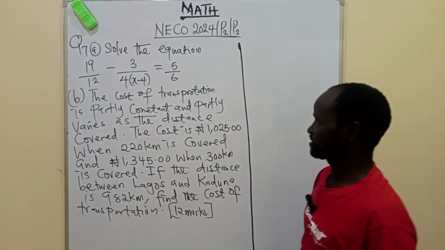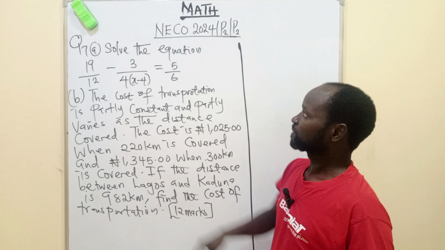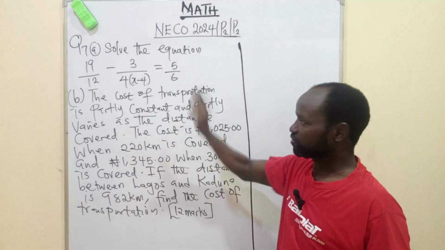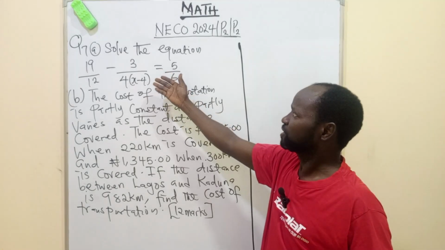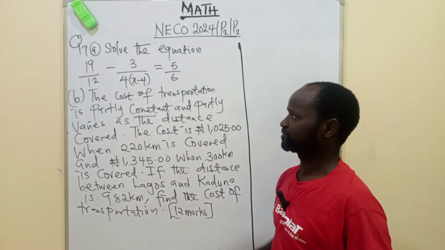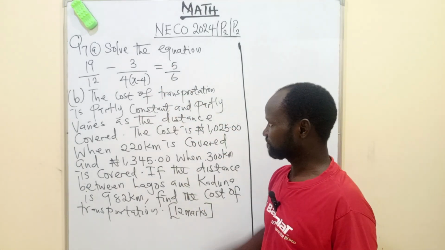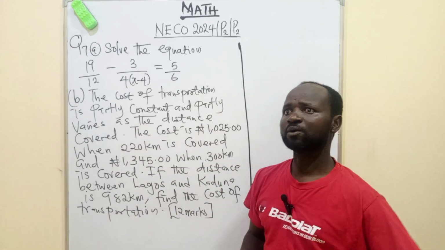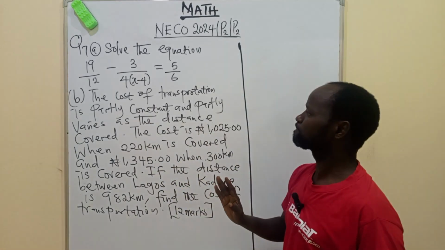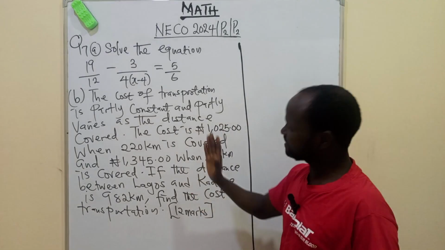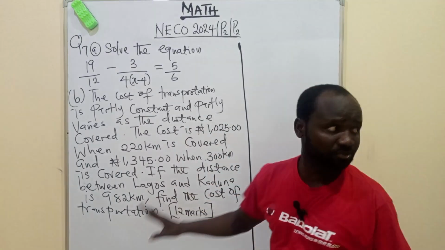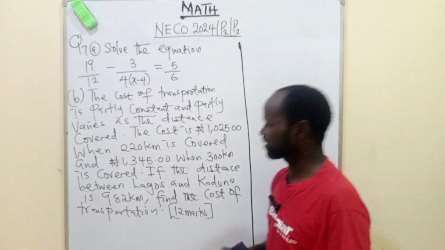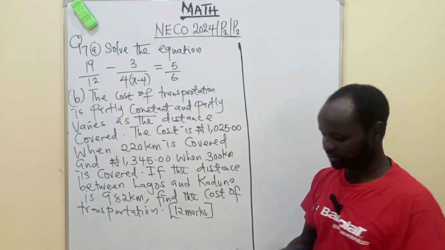the two states. First thing to do is to identify this question 7a is from which topic. Of course, this is from equation involving fractions. Question B, of course, is from variation. This is what we call partial variation. We have 4 types of variation. We have direct variation, inverse variation, joint variation, and partial variation. This is partial variation. Let's look at how we can handle this together.